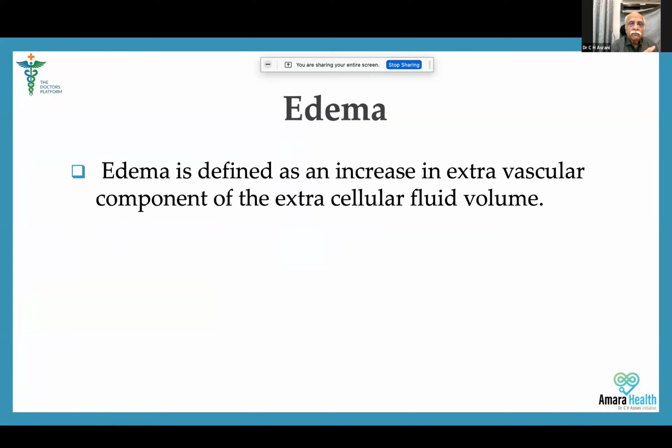Blood, plasma, intracellular fluid, and extracellular fluid. Edema could be localized. Edema could be generalized. This is the biggest tip for us.